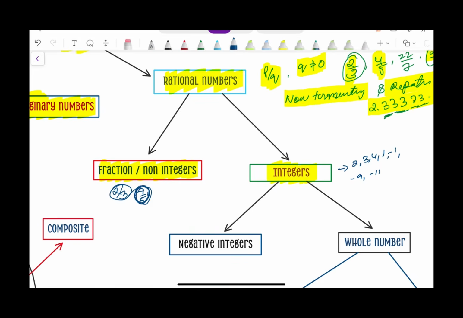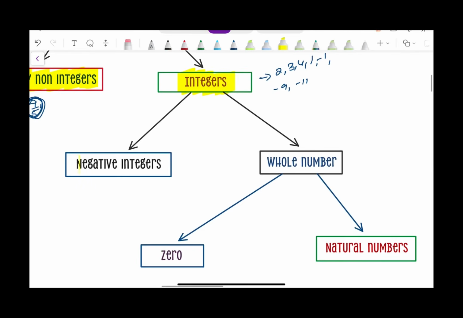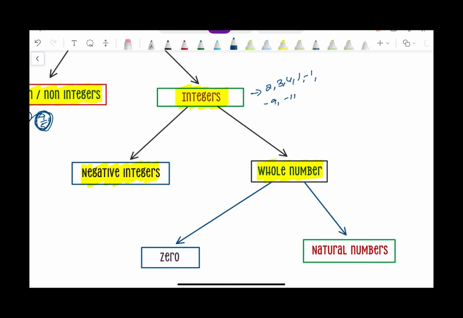Remember that. Now integers are divided into two parts. One is negative integers and the other one is whole numbers. So integers have two things, positive integers and negative integers. So these are negative integers. What are negative integers? This is -1, -2, -3, and so on. All those numbers are negative integers.